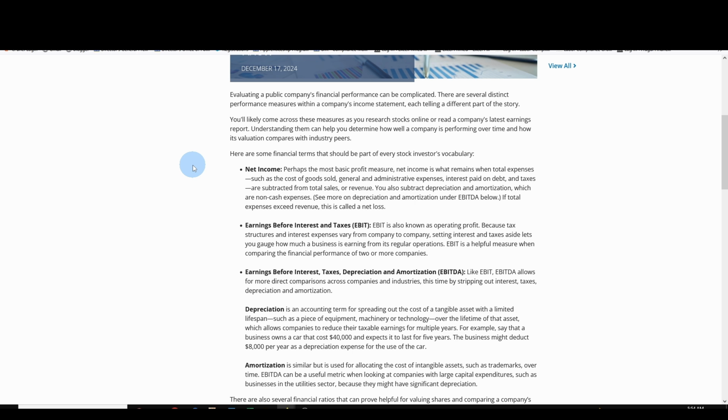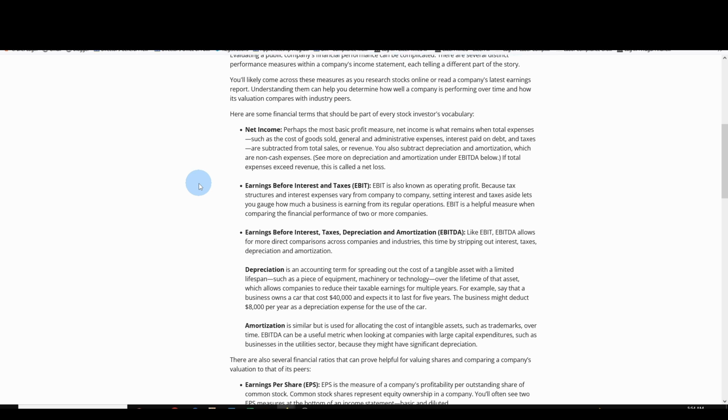Understanding them can help you determine how well a company is performing over time and how its valuation compares with industry peers. Here are some financial terms that should be part of every stock investor's vocabulary. Net income, perhaps the most basic profit measure.